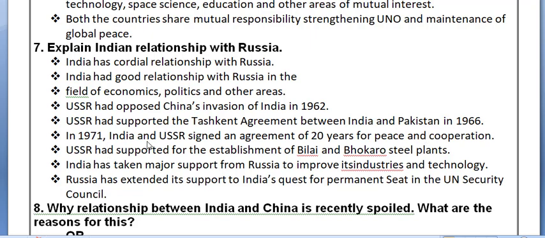In 1971, India and USSR signed an agreement of 20 years for peace and cooperation. USSR had supported the establishment of Bhilai and Bokaro steel plants. India has taken major support from Russia to improve its industries and technology. Russia has extended its support to India's quest for a permanent seat in the UN Security Council.